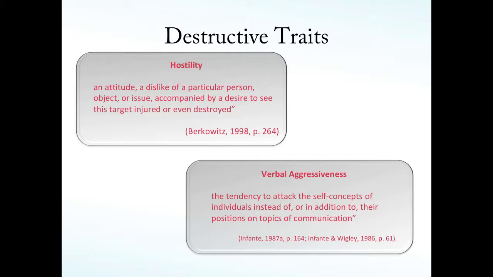Let's start with hostility. As you can see in the definition on the screen there, it's an attitude, a dislike of a particular person, object, or issue, accompanied by a desire to see this target injured or even destroyed, which is essentially a definition from social psychology. Now, hostility shows up in communication of messages that have irritability, they demonstrate negativism, resentment, and suspicion. Those are essentially the 4 sort of sub-factors of hostility when you run it through all kinds of statistical processes.